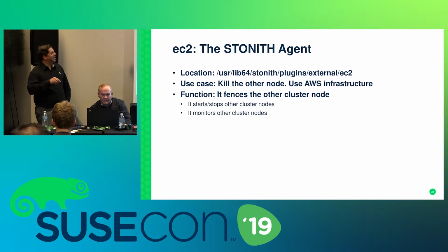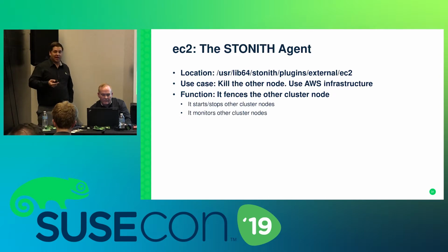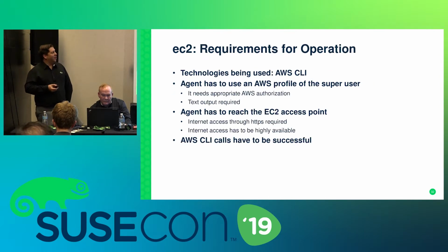So yeah, again, it fences the node that is misbehaving and disables it from trying to come back alive and causing more problems. The requirements for operation: it's basically using the AWS CLI. It is very powerful because you can definitely mess up your cluster if you try to do things inappropriately with it.